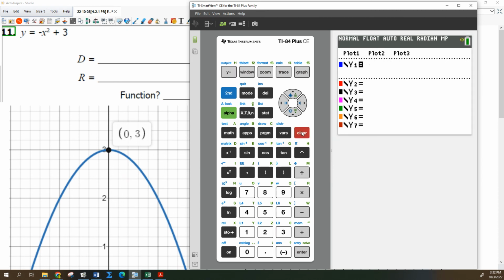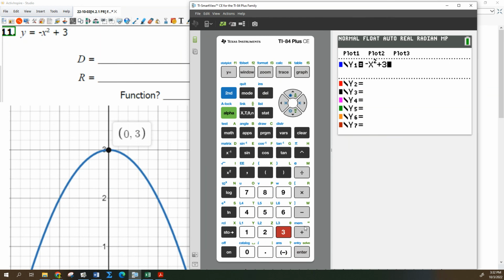So for y1, we're going to do negative. Remember, if I want a negative sign, I'm not subtracting. I just have a negative something. I have to use the negative button, not the minus sign. So negative, there's my x, and squared is right there. So negative x squared plus 3.